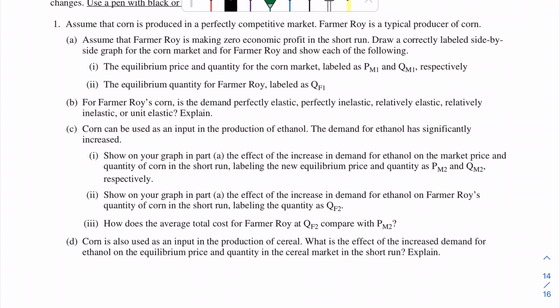So here we go. Starting with number 1, assume that the corn is produced in a perfectly competitive market. Farmer Roy is a typical producer of corn. Assume that Farmer Roy is making zero economic profits in the short run. Draw a correctly labeled side-by-side graph for the corn market and for Farmer Roy. We need the equilibrium price and quantity for the market and the equilibrium quantity for Farmer Roy.